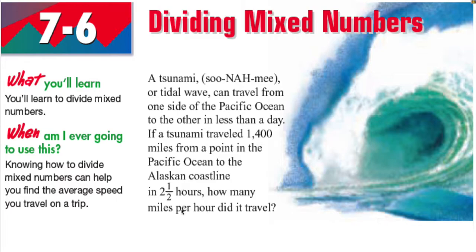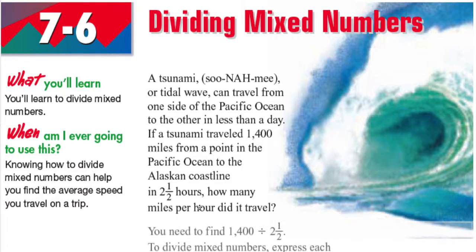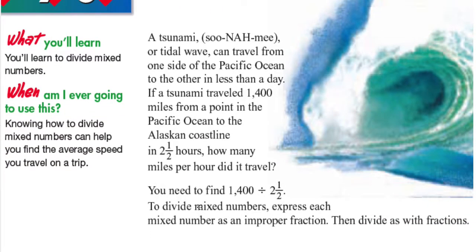Okay, so in this case, to divide mixed numbers, we need to find 1,400 divided by 2.5. That is what we want to do with our problem, to find the number of miles per hour traveled. Why is it 1,400 divided by 2.5?